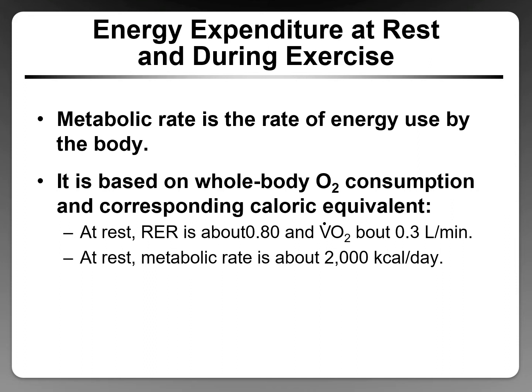How do we measure this energy expenditure at rest or during exercise? So we know the metabolic rate is going to be the rate of energy used by the body. And we're going to base this off of whole body oxygen consumption, and then we're going to try to correspond this to some sort of caloric equivalent. This means at rest, our RER, as we've previously discussed, hangs out around 0.8, and our VO2 is somewhere around 0.3 liters per minute. So we know at rest, our metabolic rate will be somewhere around 2,000 kilocalories a day.